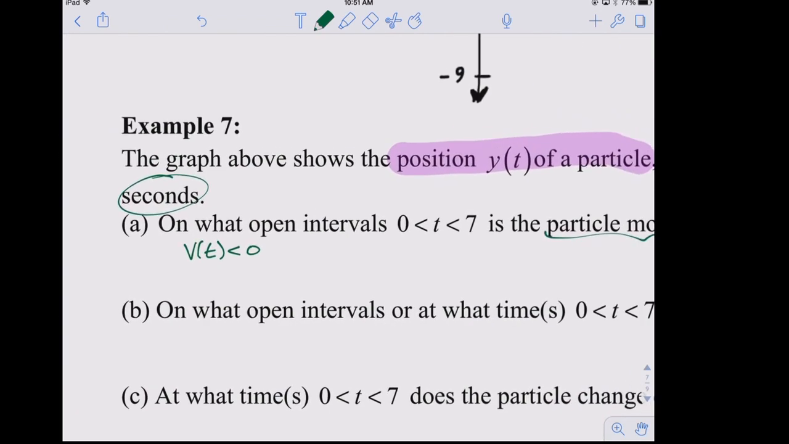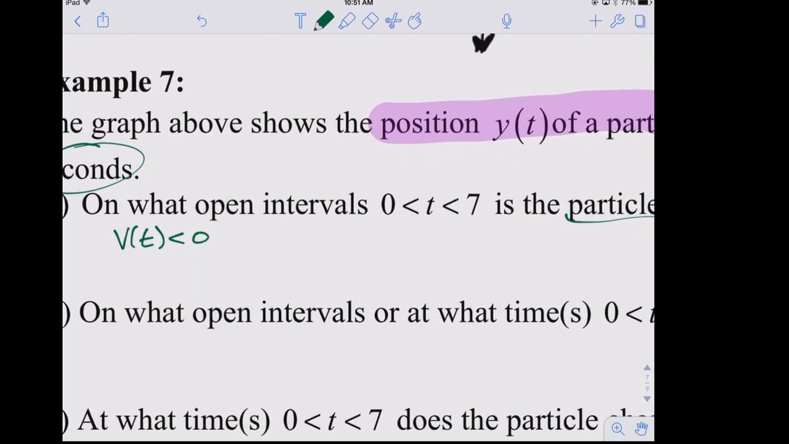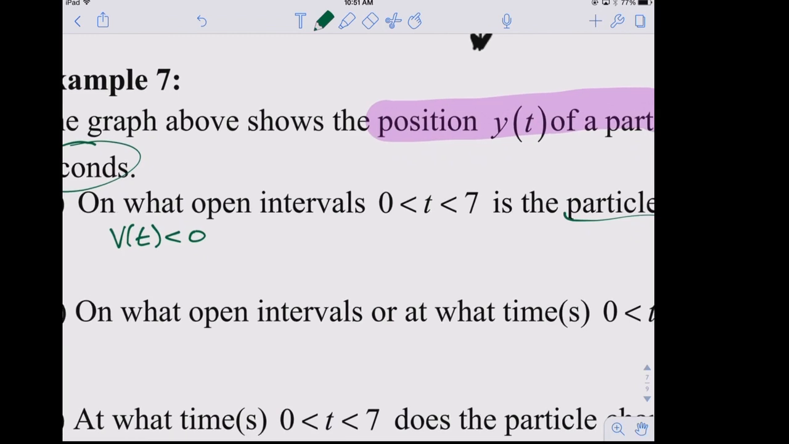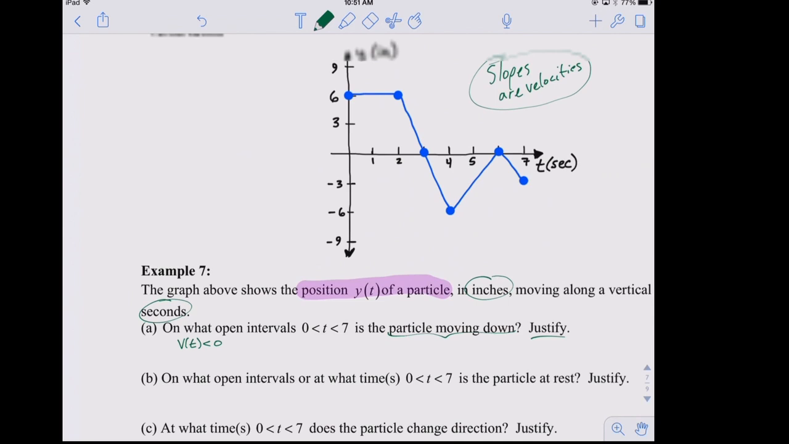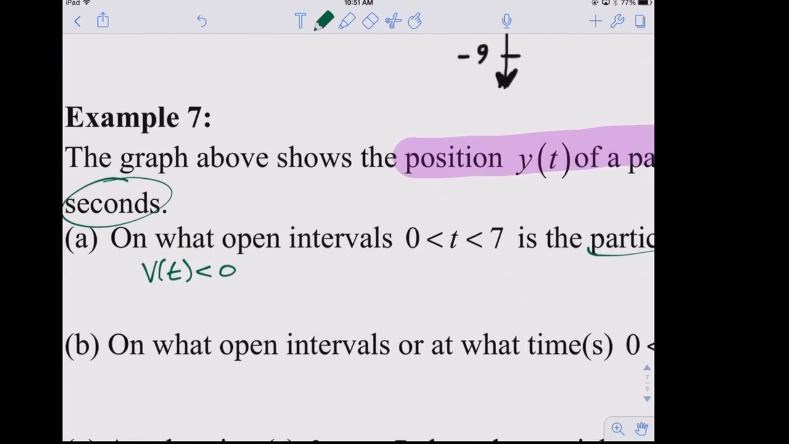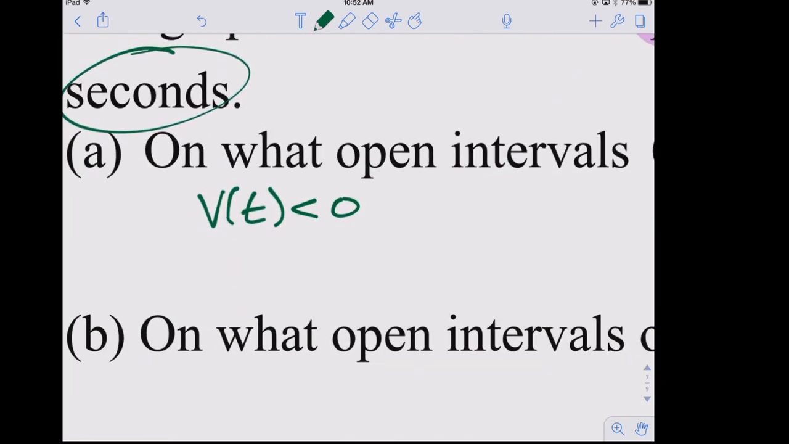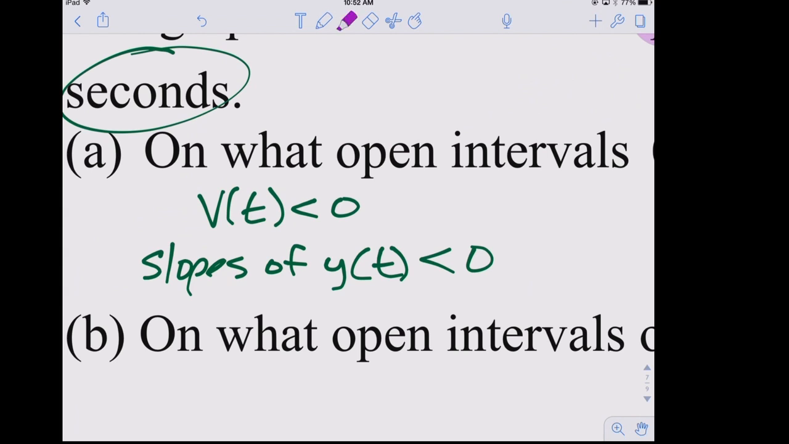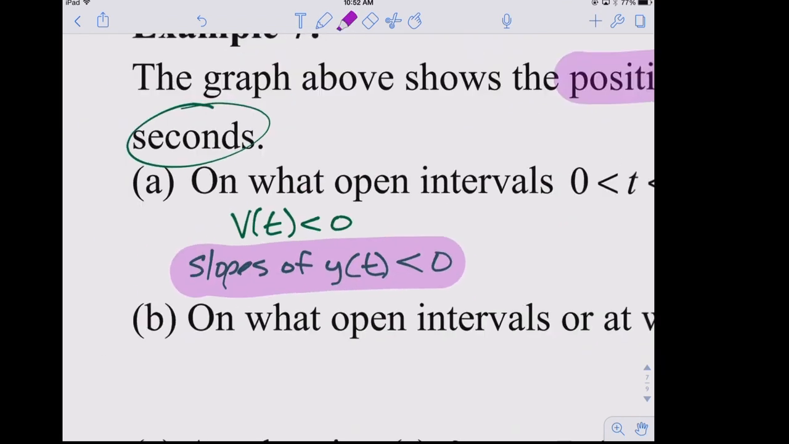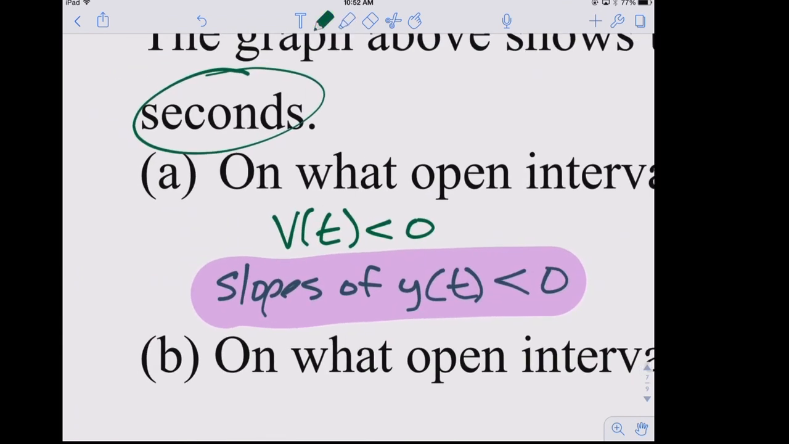Now, we have to be careful here. I just said v of t is less than 0 because I'm pulling that out of memory. The velocity is negative. Did they give me the function v of t anywhere here? No. What you want to do is relate it to what you're given. You're given y of t, and v of t then is the first derivative in relation to the graph of y, which represents the slope. So that's when the slopes of y of t are negative. This is kind of the critical justification.